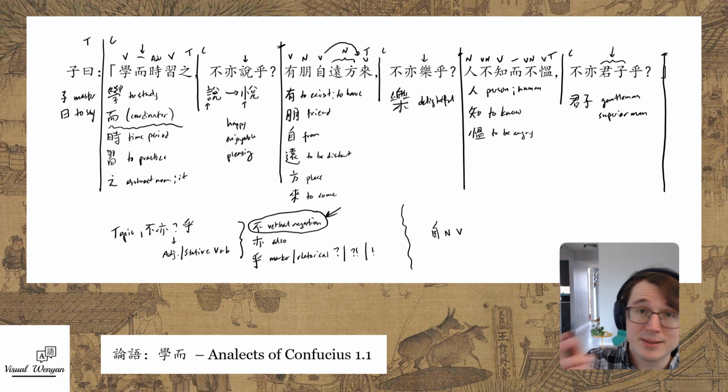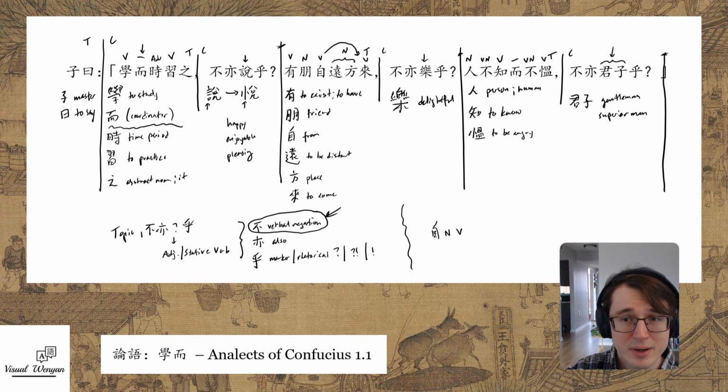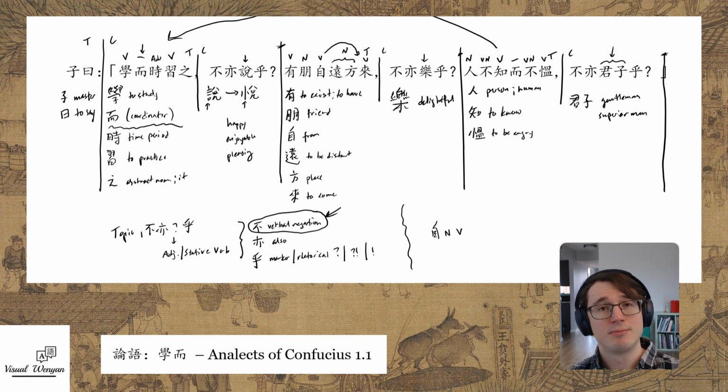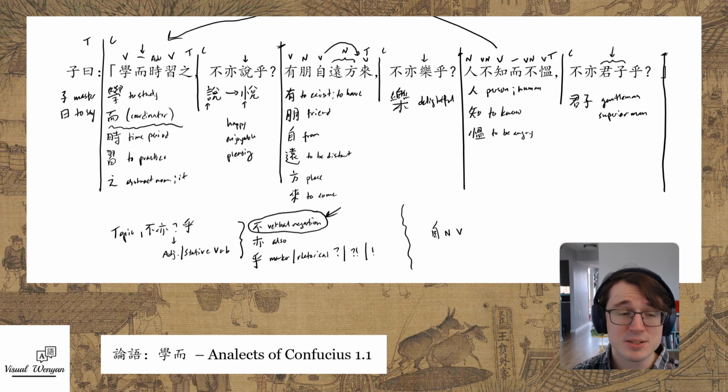He's going to go back to the beginning, all the way over here. So he doesn't know. What's he going to do? He's going to study. And then eventually, once he knows, he can put it into practice. Okay? So that's our first line. The master says to study and have time to practice it.